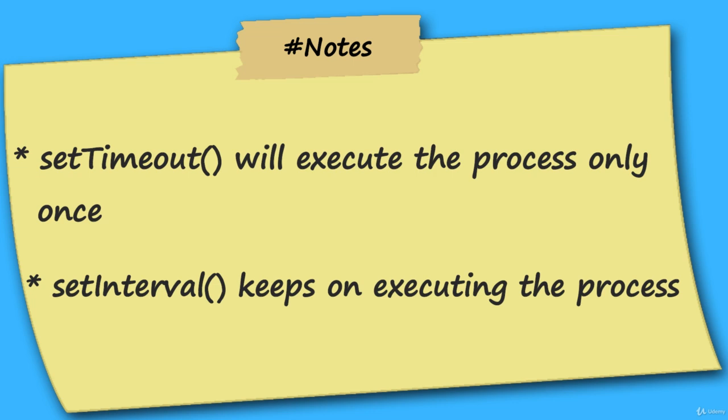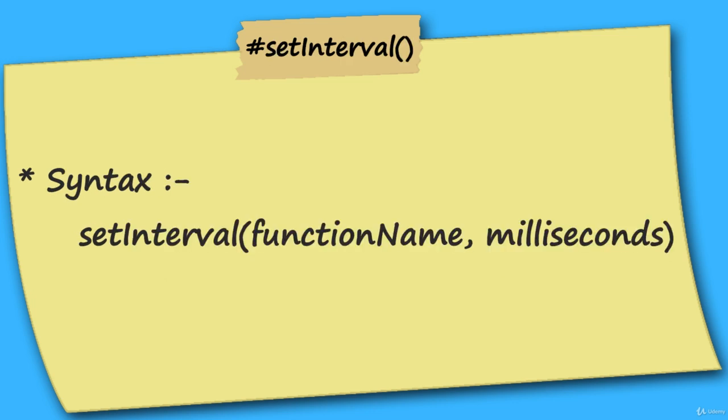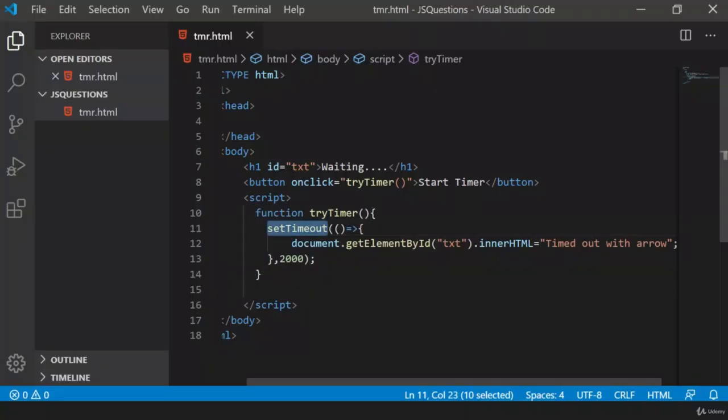setInterval, on the other hand, keeps on executing the process. The syntax is similar to setTimeout, that is, it can take a function with a name or an anonymous function, and the second parameter is the interval in milliseconds. Let's try setInterval with an example.